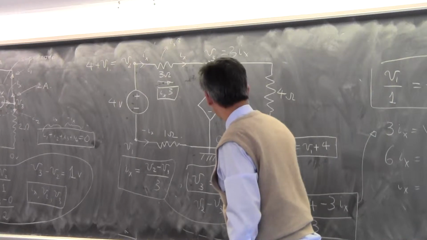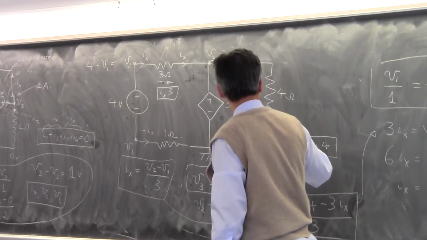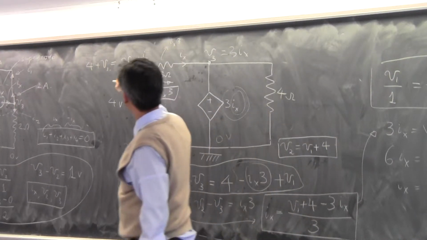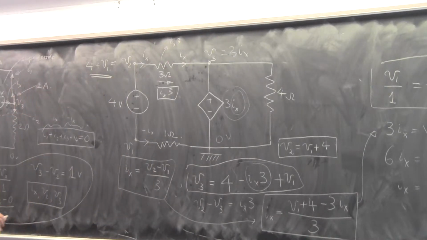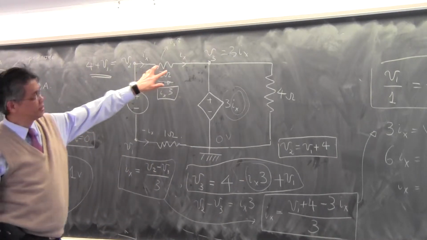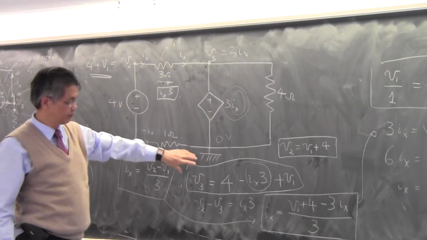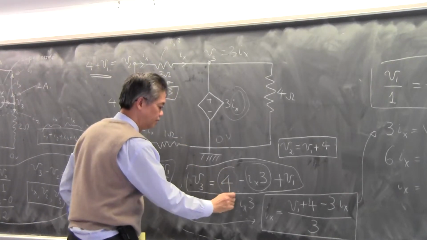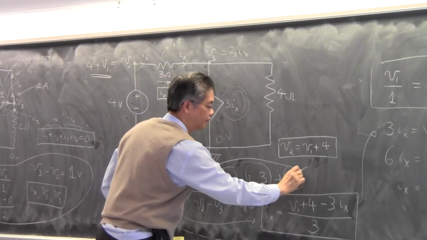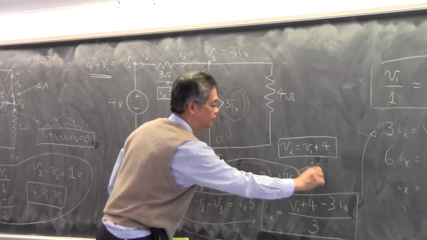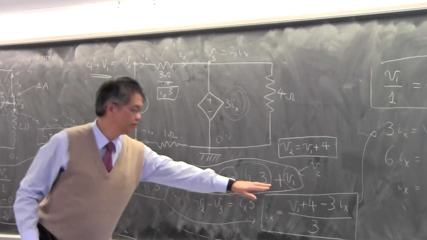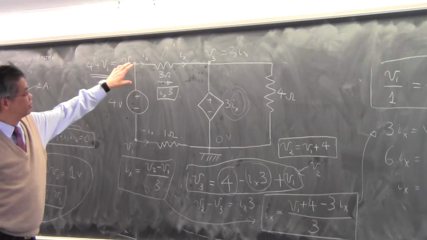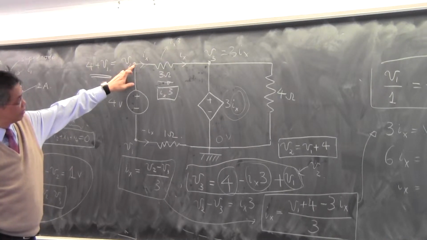Plus V1. Okay, 4 plus V1 is just V2. V2 is 4 plus V1, minus this voltage drop. So this part over here is just V2. 4 plus V1 is V2, and that is the voltage drop, or voltage at that point.